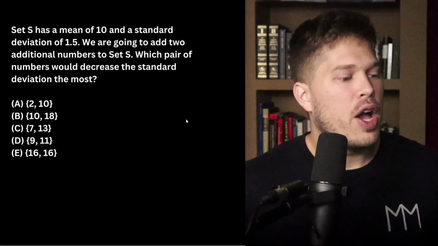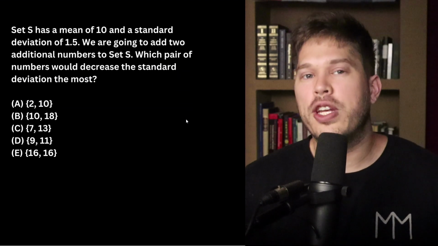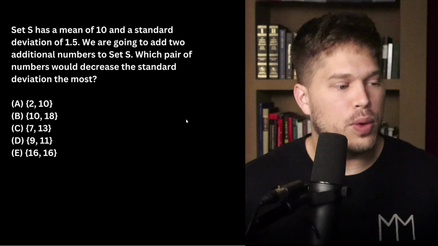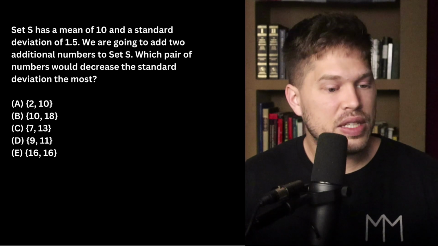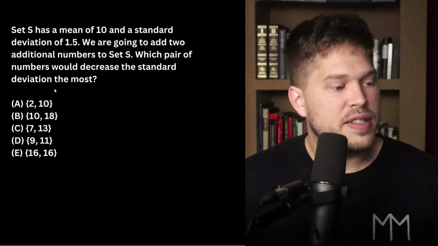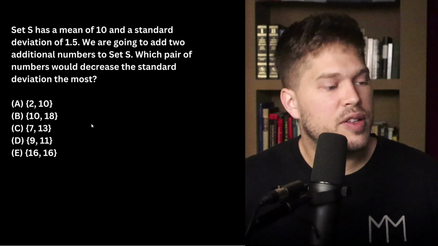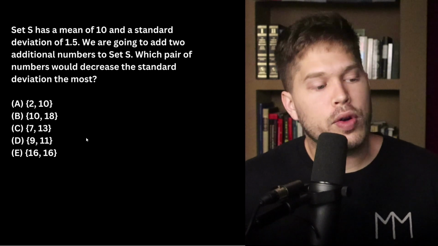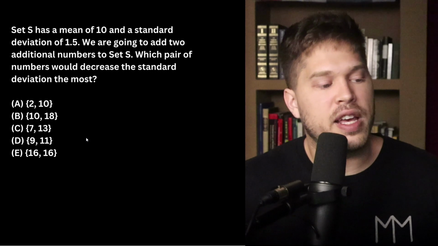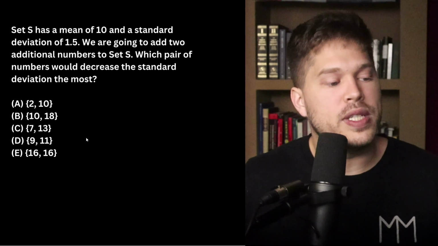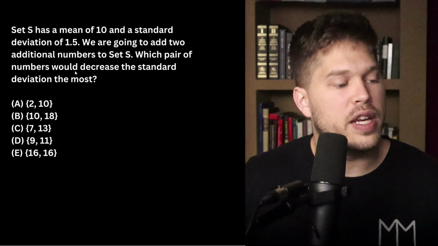So I think that covers everything for how standard deviation is influenced. Now let's tackle some problems that you could expect to see on the GMAT or GRE. So let's look at these problems. Set S has a mean of 10 and a standard deviation of 1.5. We are going to add 2 additional numbers to set S. Which pair of numbers would decrease the standard deviation the most?